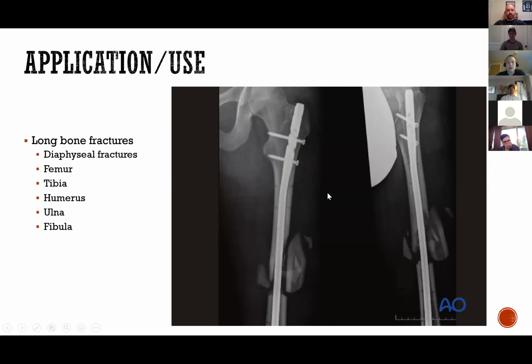So a little bit about the applications and use. Nails are most commonly used for long bone fractures and are very much in the wheelhouse for diaphyseal fractures. So these are fractures right in the middle of these long bones. You can use them in femurs, tibias. There are humerus nails, and there are even nails for the ulna and for the fibula. We're not going to really spend any time talking about the last three. Happy to answer questions if you guys want to, but we'll focus on the femur and the tibia.